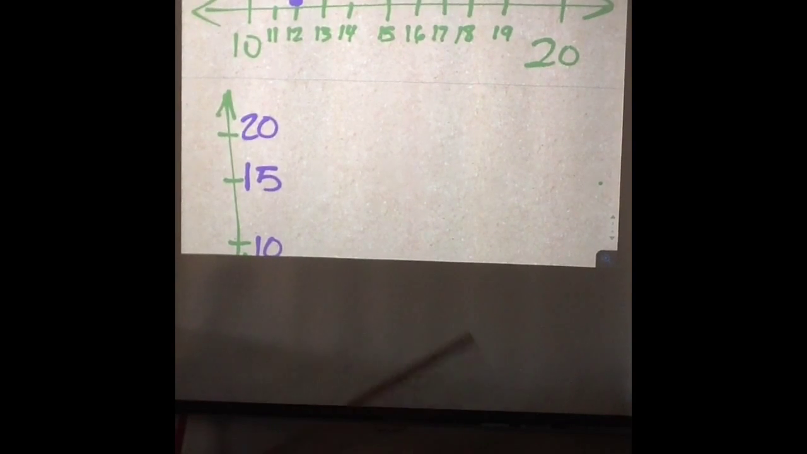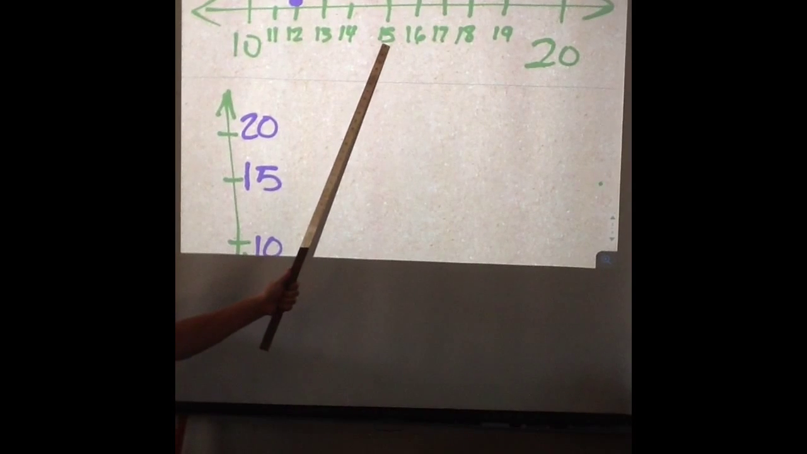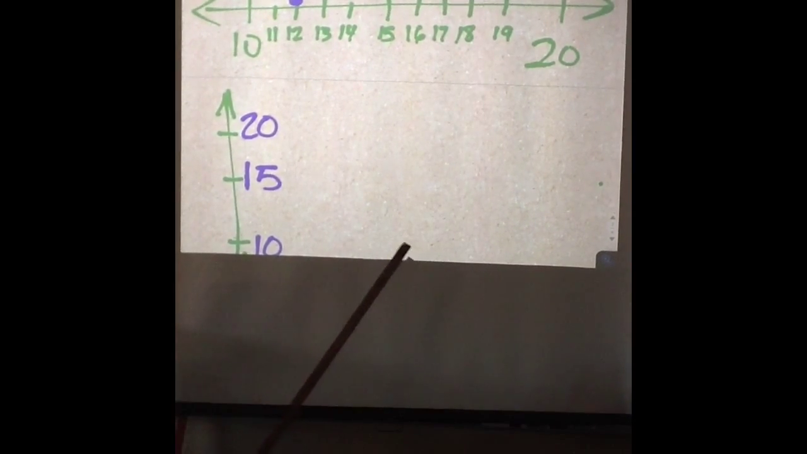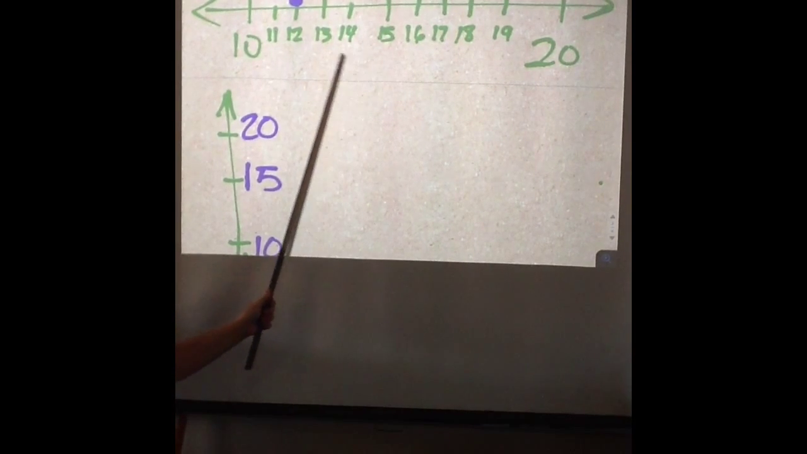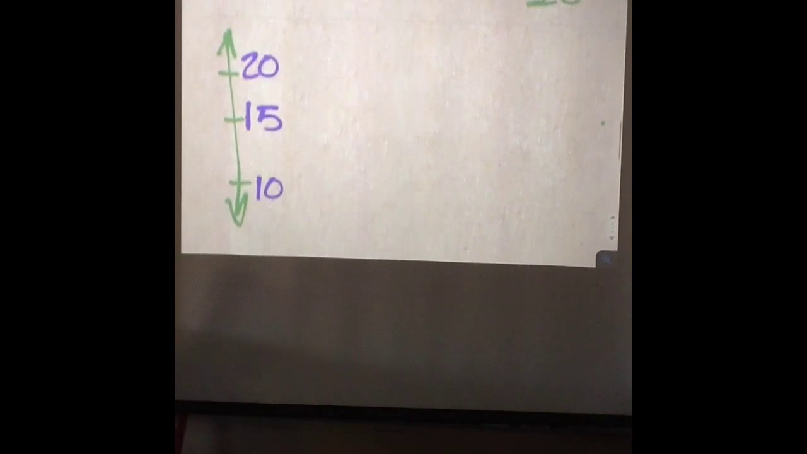So where's our dot? Is our dot at the 15 spot? Is it above the 15 spot? No, it's actually below the 15, isn't it? So I'm going to represent that with my vertical line. I'm going to put my dot right there. Does that look like 12 to you? Close enough, huh? Because what do we do when we're rounding?